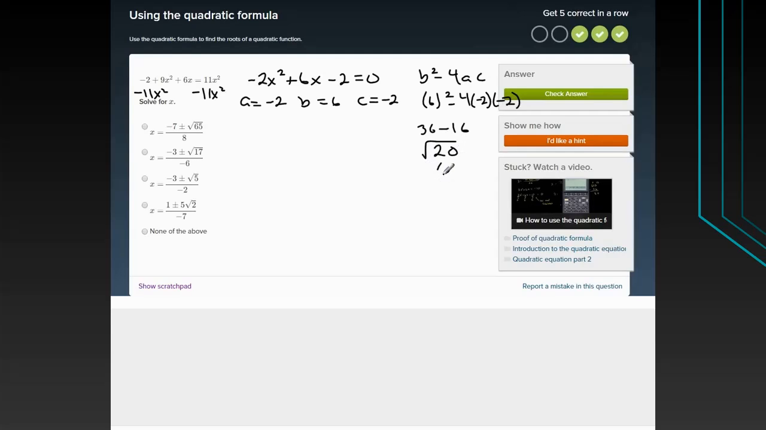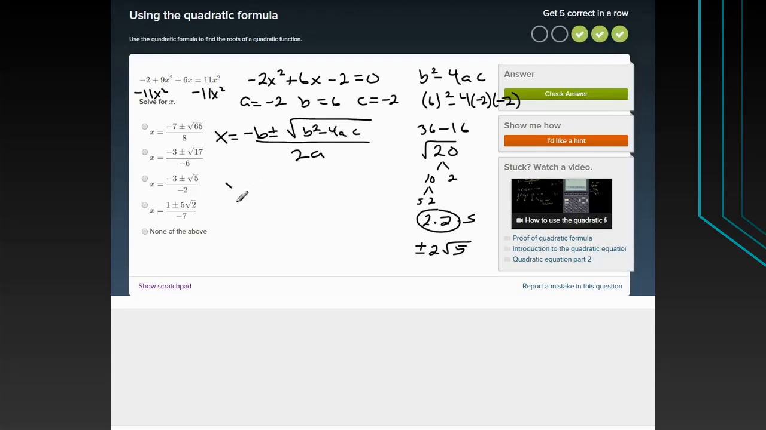So the square root of 20, I could break that up into 10 and 2, 5 and 2. So I have 2 times 2 times 5. 2's pair up. So this is plus or minus 2 square root of 5. Now, let's do the other part of the formula, the whole thing. So x equals negative b plus or minus the square root of b squared minus 4ac all over 2a. So x equals negative 6 plus or minus 2 square root of 5 all over 2 times negative 2.